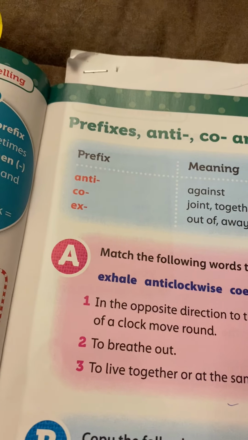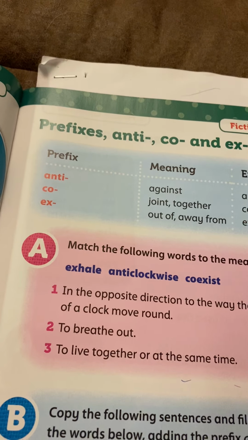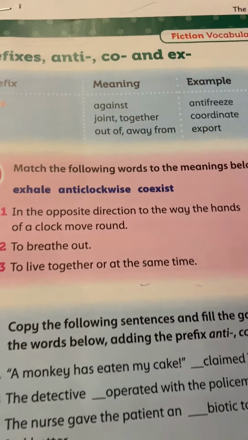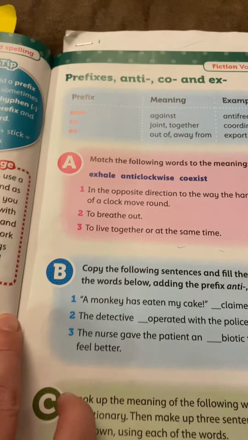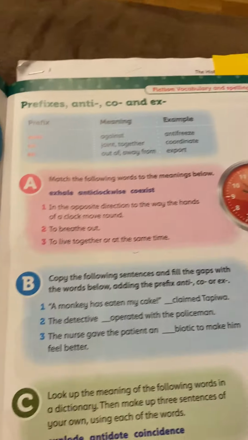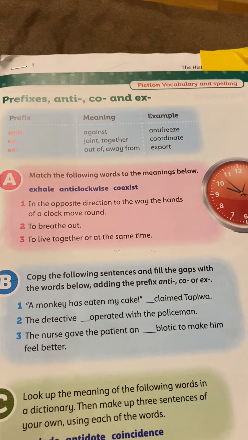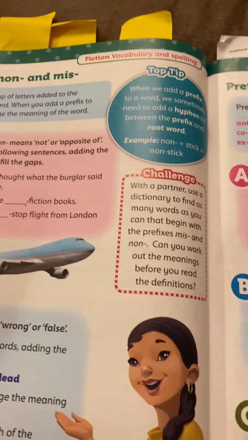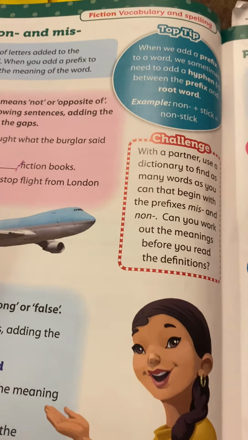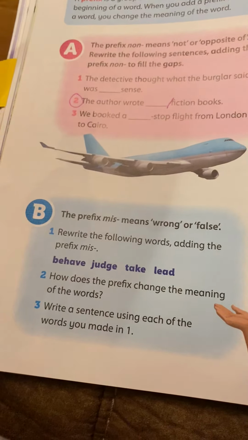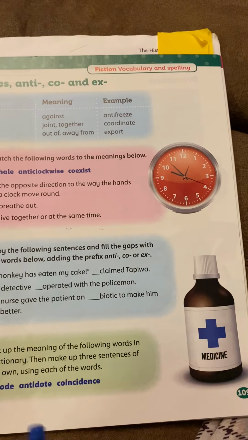All right, so these are the new prefixes that you're going to practice today on pages 108 and 109. Remember, a prefix is a group of letters, and they are always at the beginning of the root word. And when they are added to a word, it changes the meaning of the word. So complete A and B on 108, A, B, and C on 109.